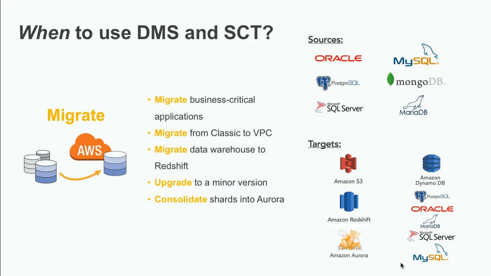One of the more interesting use cases that we've seen is the consolidation of shards. MySQL shards, which are popular because of some limitations on the sizes of the database or the configuration of the database. We see customers using DMS to consolidate shards into Aurora because DMS, as I mentioned, is a logical replication. So you can consolidate tables, you can break out tables, you can choose which data you want to move, and I'll demo it later.